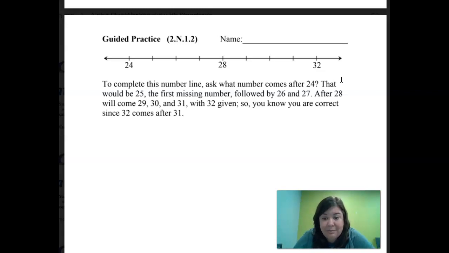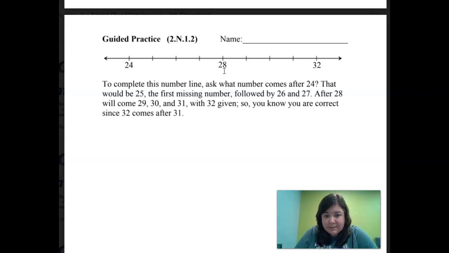Okay, you have your number line written, I hope. So to complete this number line, ask what number comes after 24. What number comes after 24? You know this, right? What is it? 25, right? So the missing number is 25. And then what will this one be? 26. And this one will be, what, 27? And then this is already given, so we know that we're correct because 28 comes after 27.